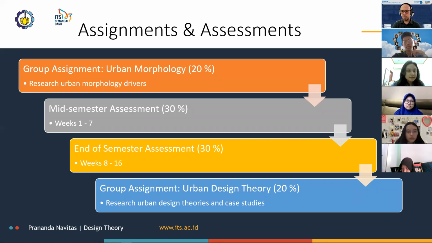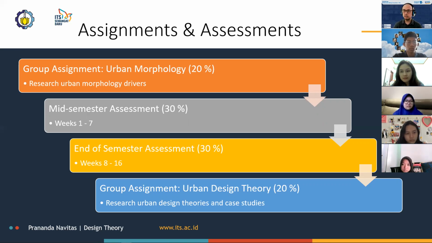So there are basically two group assignments, one group assignment for urban morphology, and then another group assignment for urban design theory. Just to give you a quick recap of what the urban morphology group assignment will be, I'm still drafting the terms of reference, because I found an activity that I think would complement the group assignment quite well, and I hope that you will find it interesting.